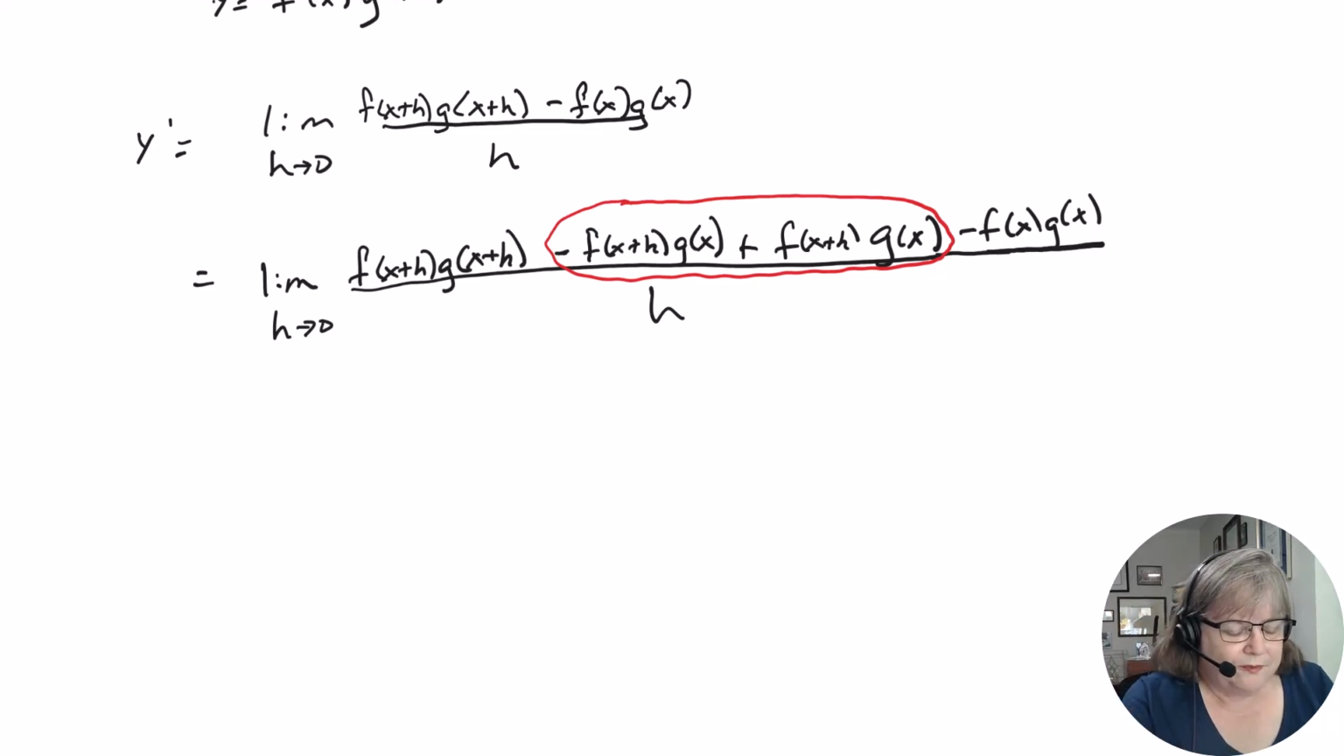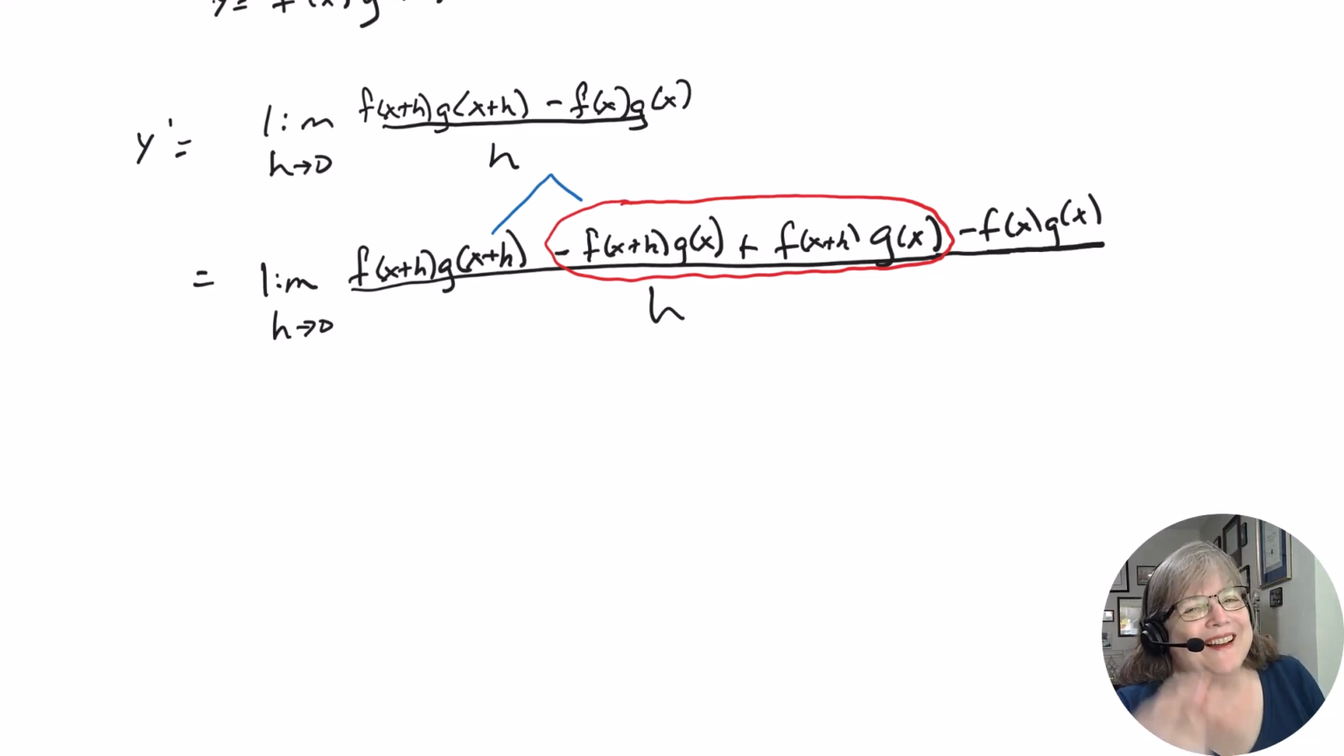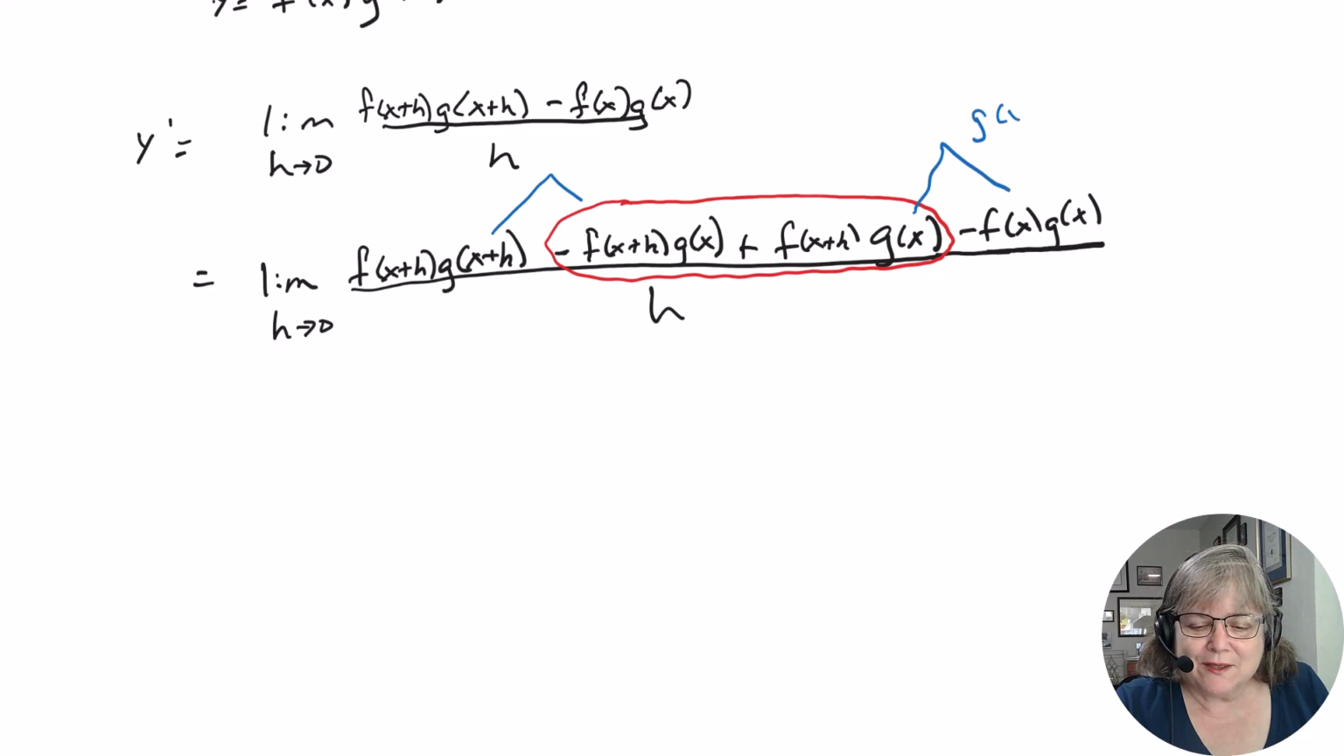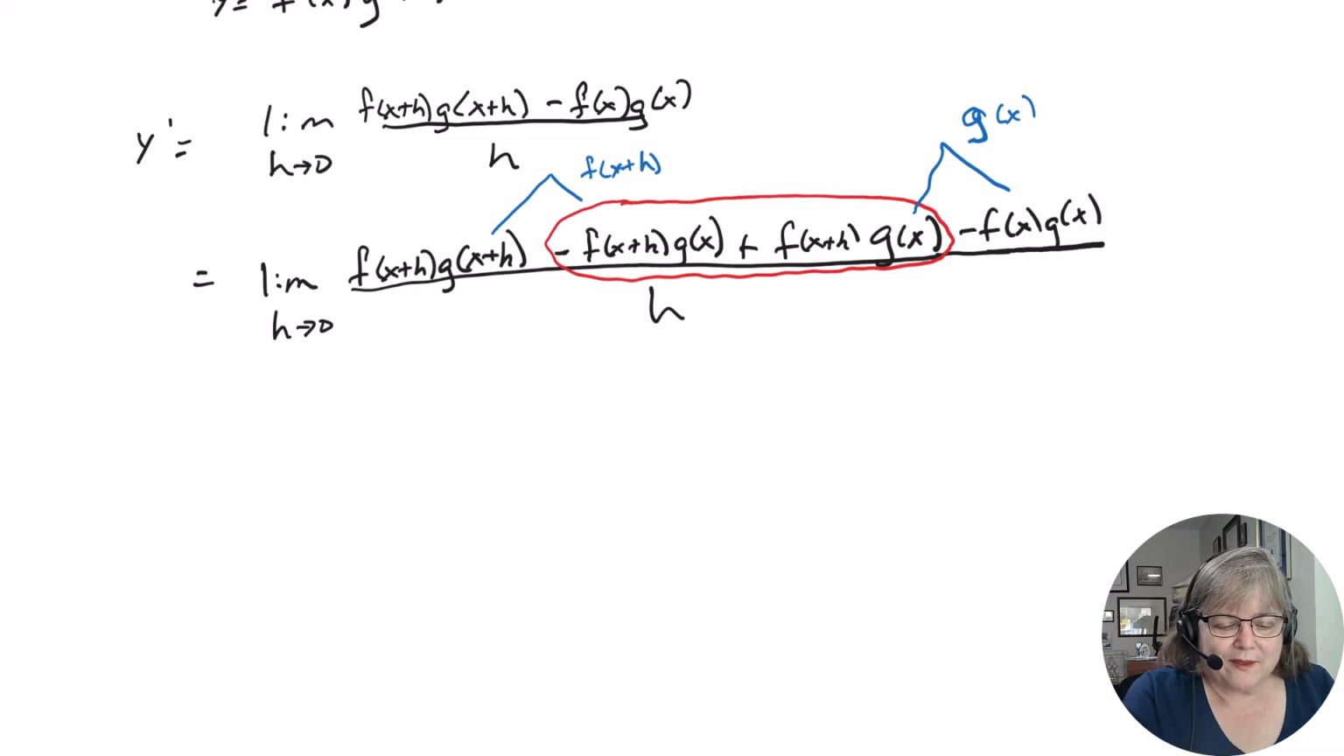So what we're going to do is, do you see that between here and here, there's an f of x plus h in common? Sometimes it's really hard not to get all tongue tied up and try to say this. And do you see how between here and here there's a g of x in common? And between these front two terms there's an f of x plus h in common. And we're going to factor those out.